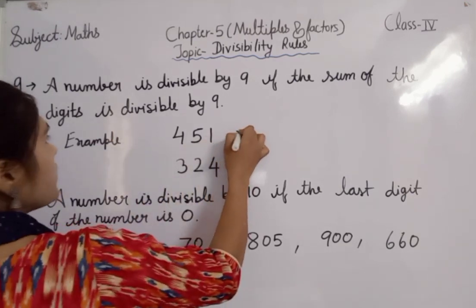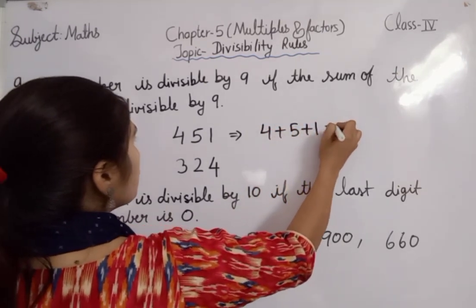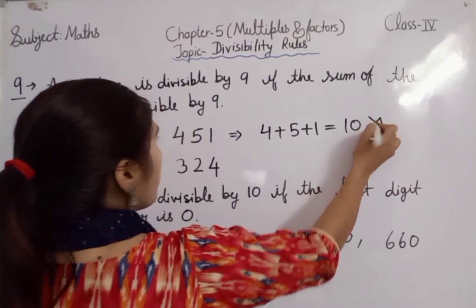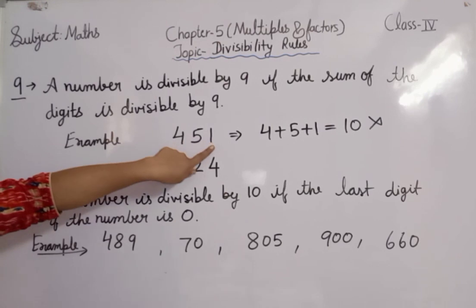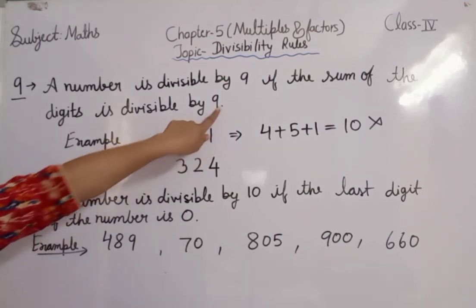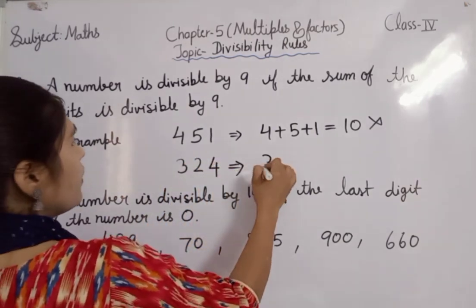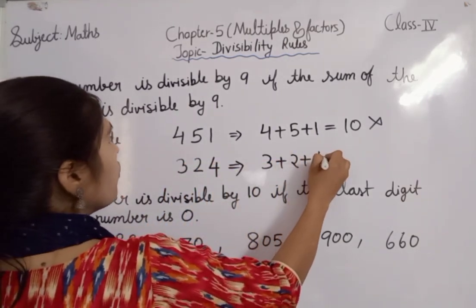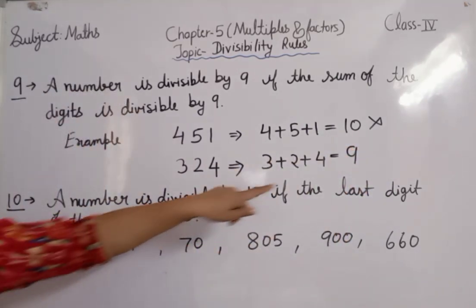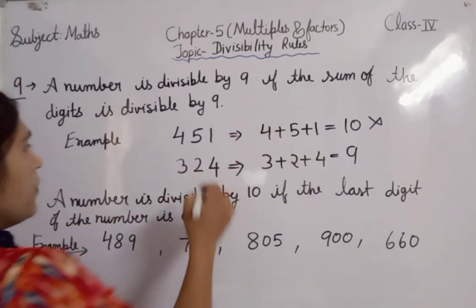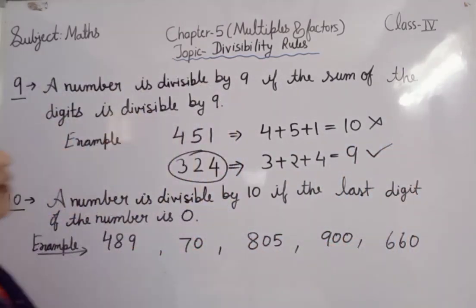We have to check whether it is divisible by 9 or not. So let's do the sum of the digits: 4 plus 5 plus 1, so you will get 10. 10 does not come in the 9 table. 10 is not divisible by 9, so it means 451 is not divisible by 9. Now let's check 324. 3 plus 2 plus 4, you will get 9. Yes, 9 comes in the 9 table, so it means 324 is divisible by 9.